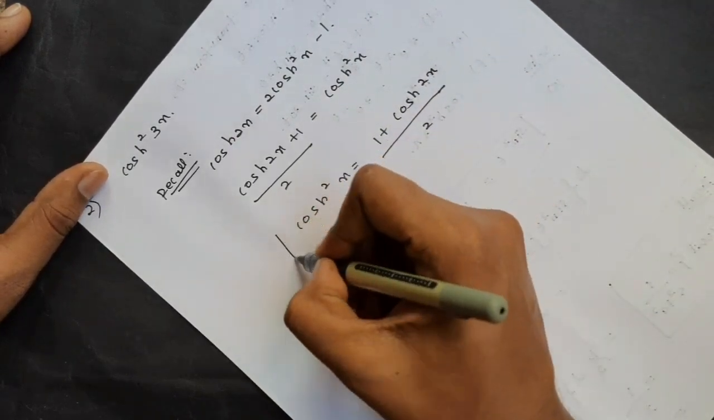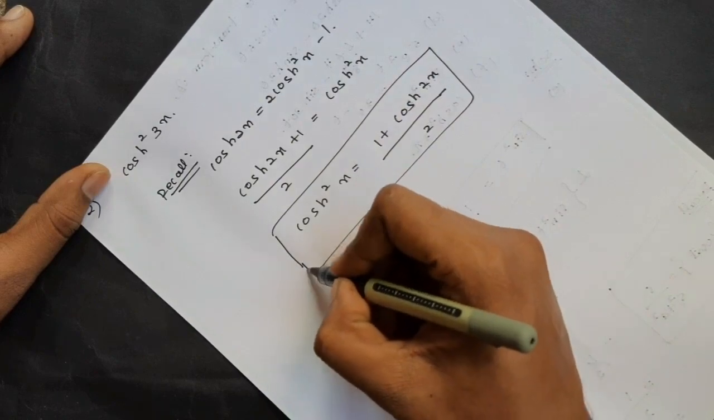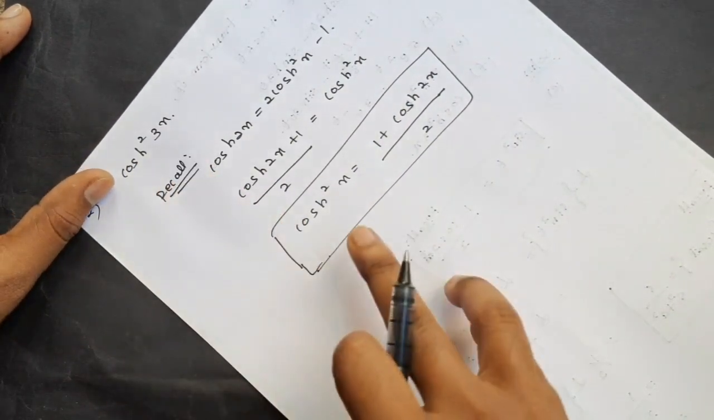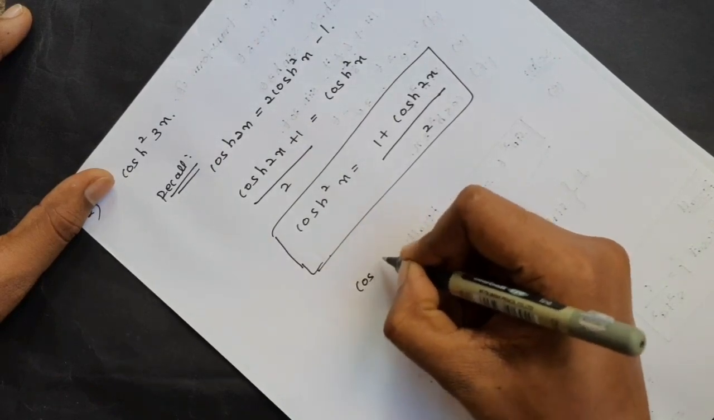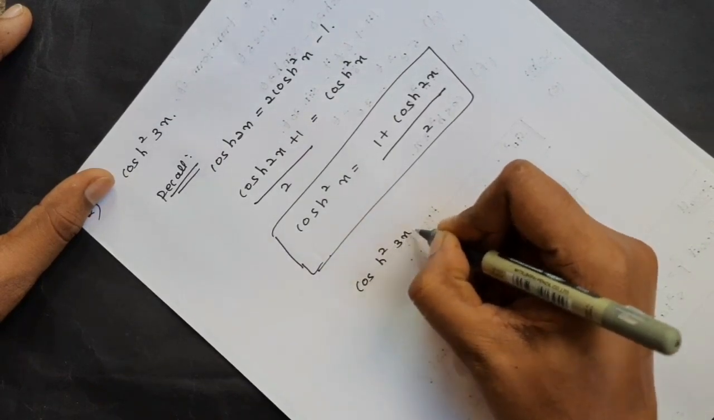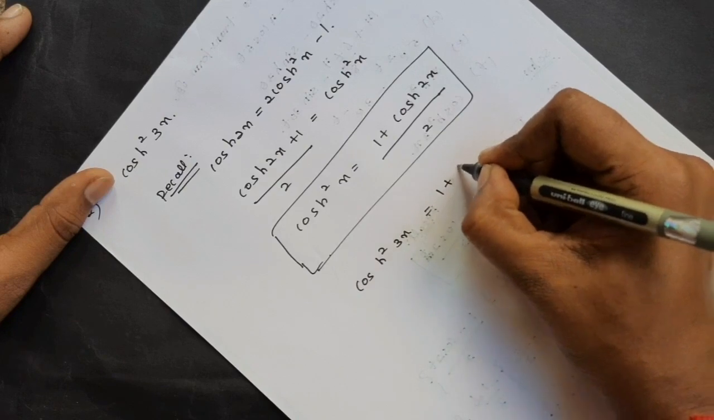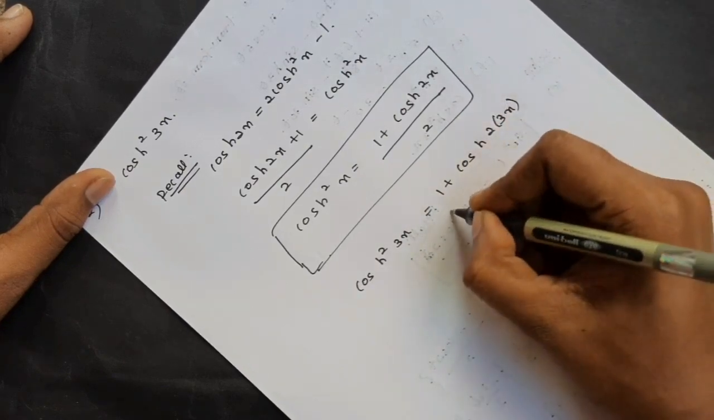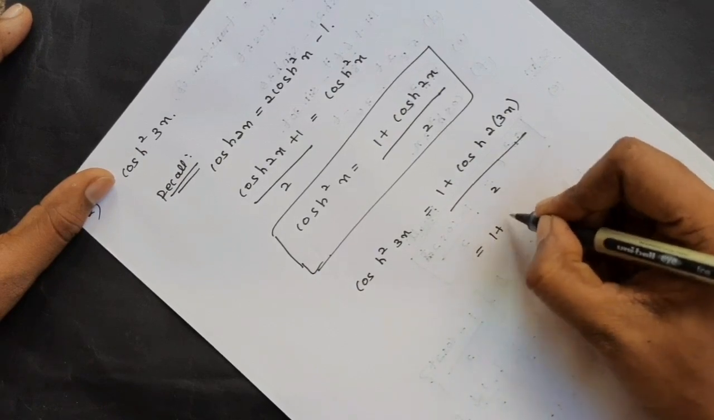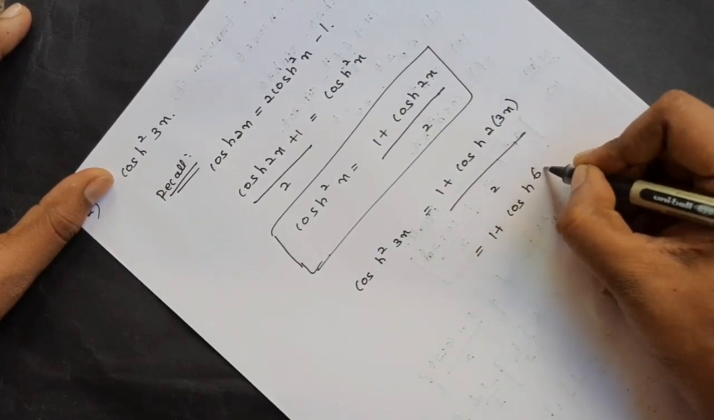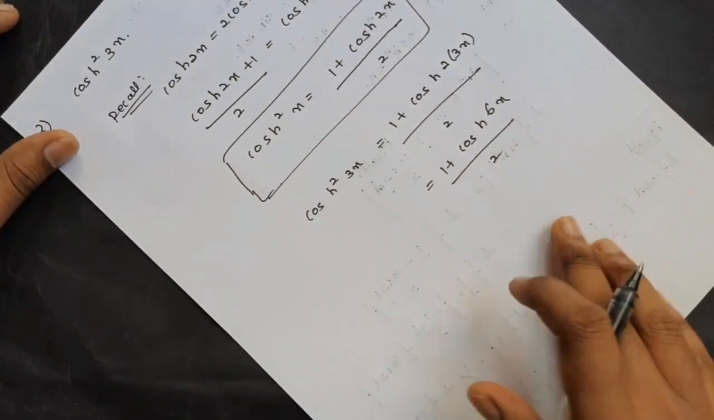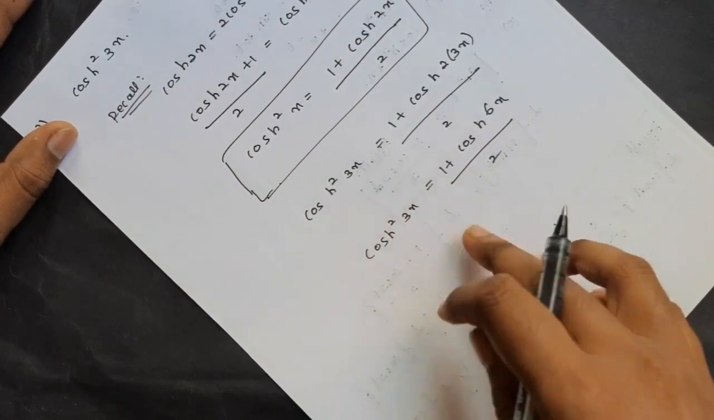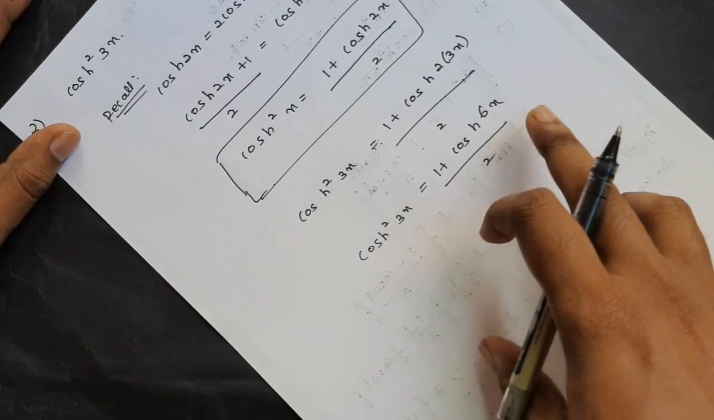Okay, so this is the formula now. Here, instead of x we have 3x, right? So I'm going to change here. Cosh square 3x is equal to (1 plus cosh 2 into 3x) by 2. So 1 plus cosh 6x by 2. So cosh square 3x means it is (1 plus cosh 6x) by 2.